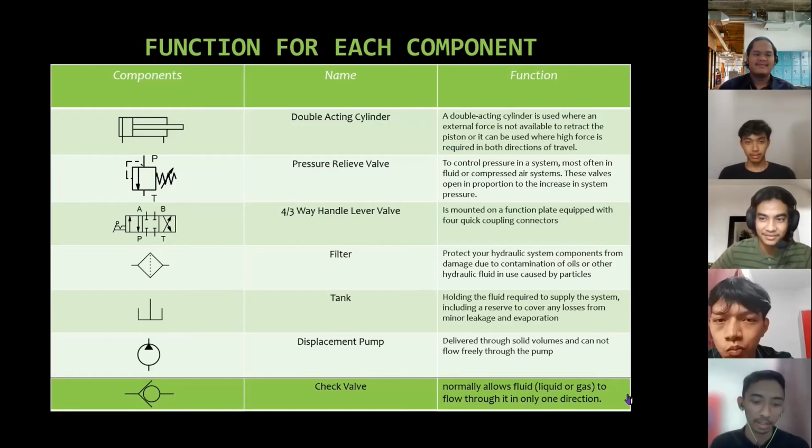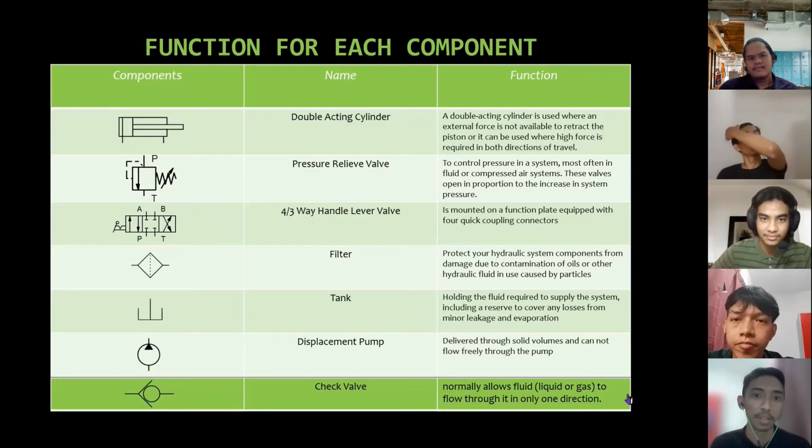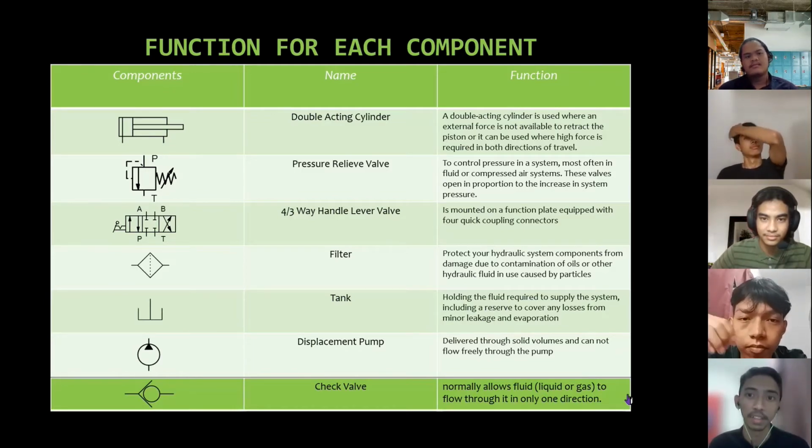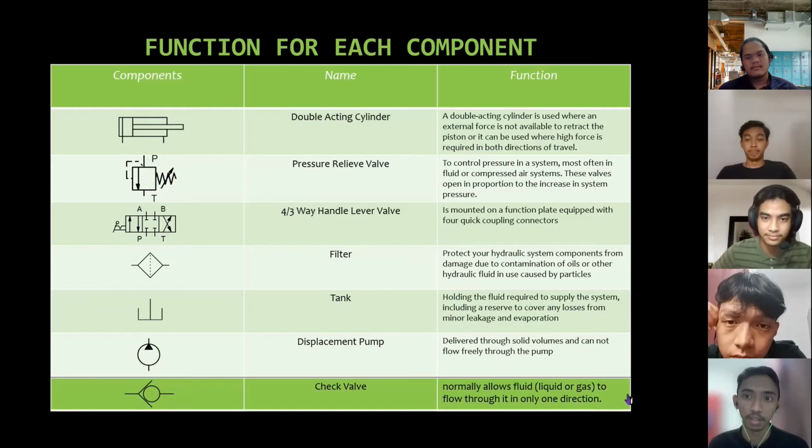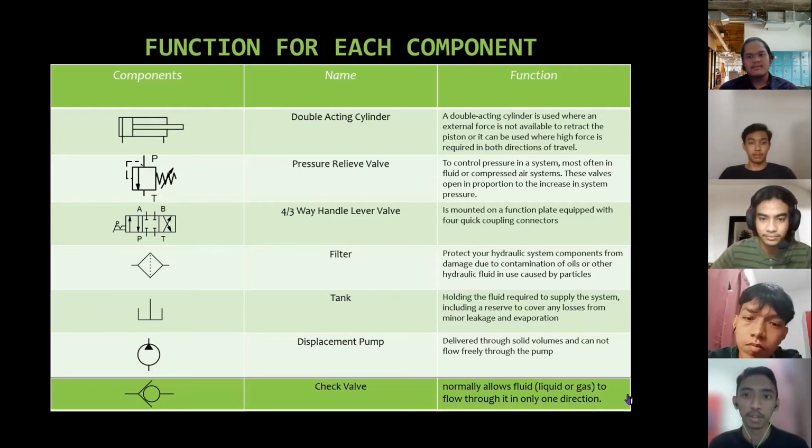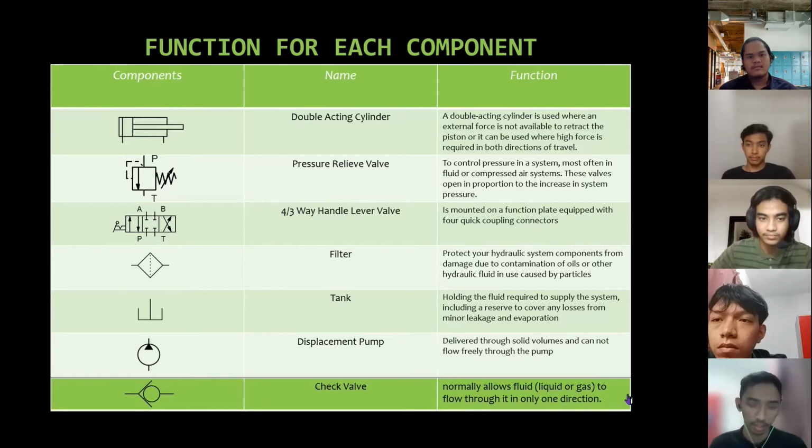The circuit is a hydraulic cylinder sequencing circuit made using the FluidSim software. First component is the double acting cylinder. The function is that a double acting cylinder is used where an external force is not available to retract the piston, or where high force is required in both directions of travel. Second component is a pressure relief valve. The function is to control pressure in a system. Most often in fluid or compressed air systems, this valve opens in proportion to the increase in system pressure.